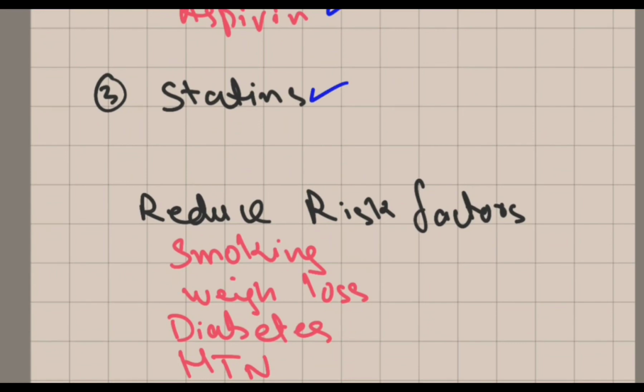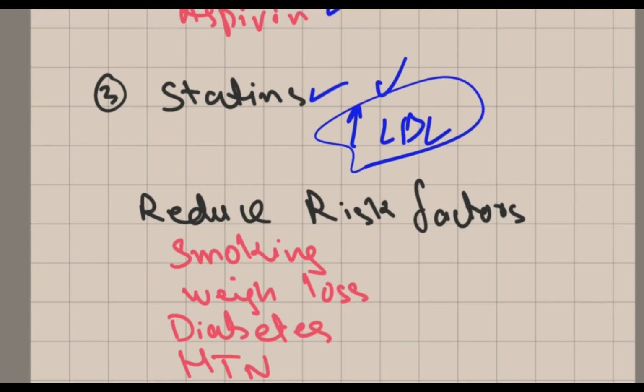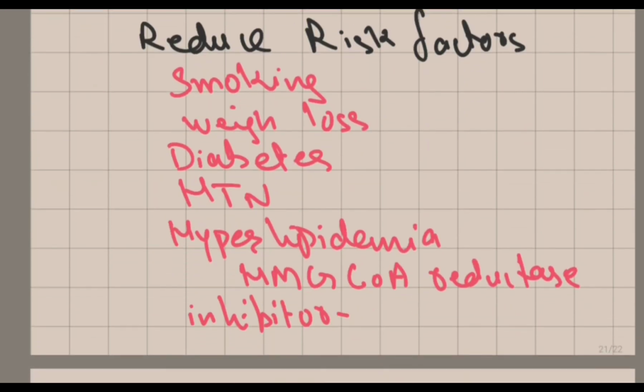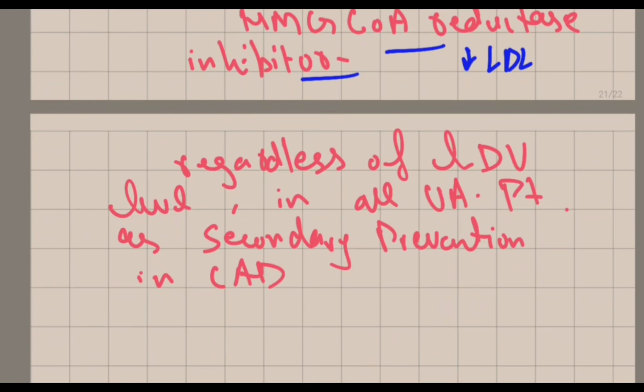Also, we will give him statins, and keep in mind that statins should be given to every patient without seeing if LDL is increased or not. It should be prescribed to everyone. There are some risk factors which should be seen in the patient, or the patient should reduce them, such as smoking, weight loss, diabetes, hypertension, and hyperlipidemia. HMG CoA reductase inhibitors decrease the level of cholesterol and reduce the level of LDL. So regardless of LDL, in all patients, as secondary prevention of CAD, it should be given.